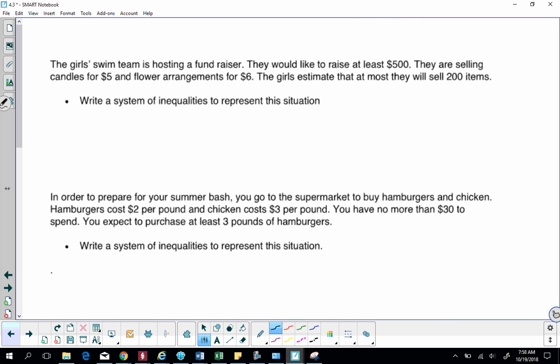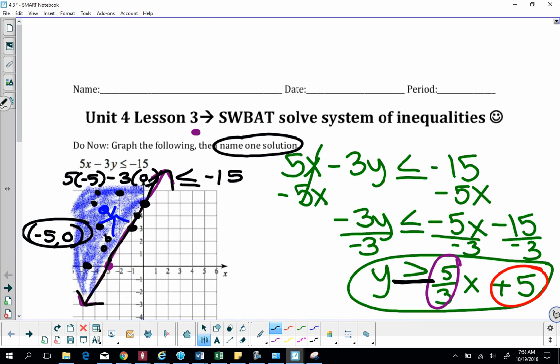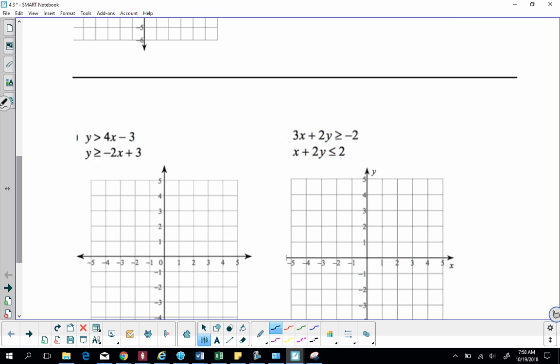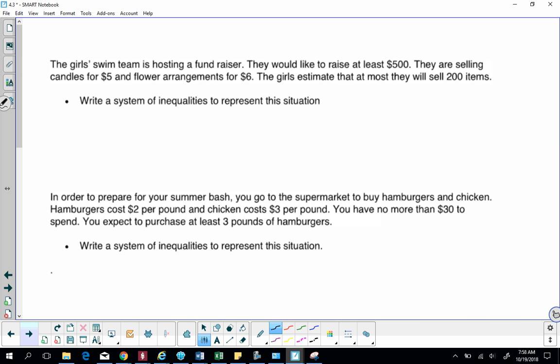So what you guys are going to do is you can start from the beginning. That first page, all it is is just practice. These two right here are practice, just graphing. The next page is practice writing, so just writing the system of inequalities.